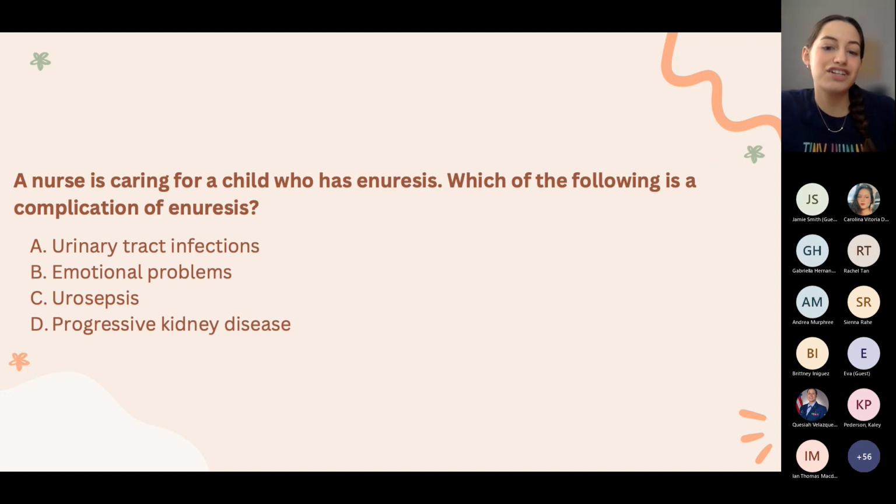All right, a nurse is caring for a child who has enuresis. Which of the following is a complication? Urinary tract infections, emotional problems, urosepsis, or progressive kidney disease?